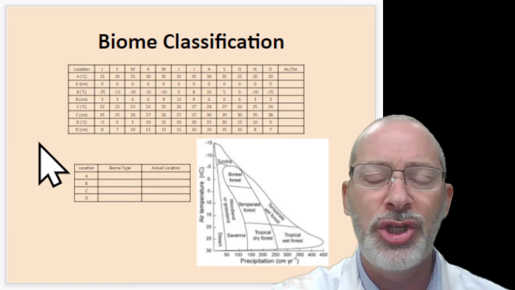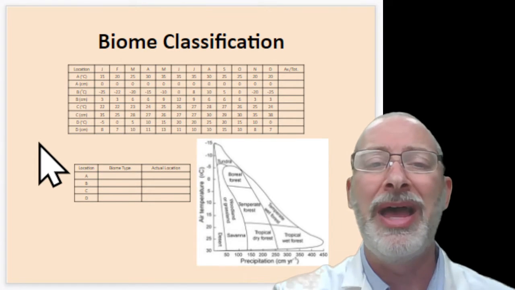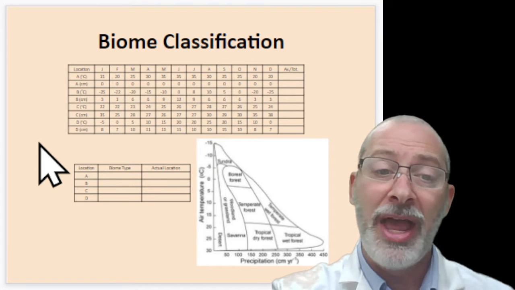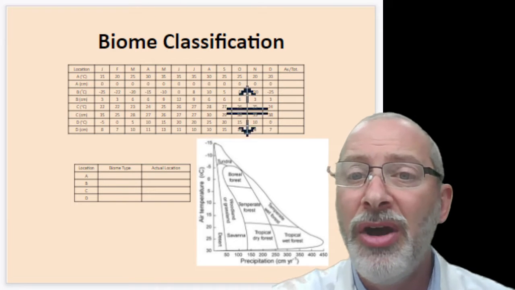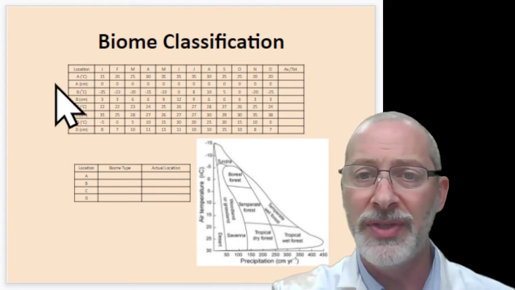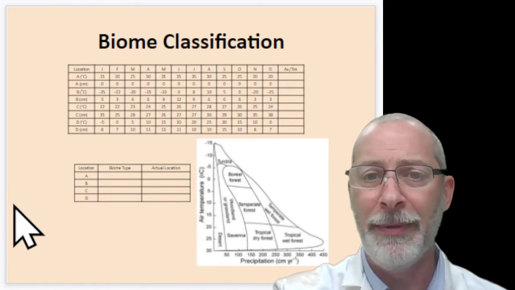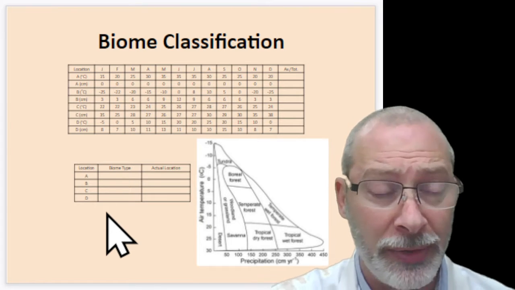For the 4 locations A, B, C, and D, you have temperature and you have precipitation for each one. And you have that information covering a span of an entire year over 12 months. So that's this first table of information up top. Down below, there's another table of information that you are going to be completing.